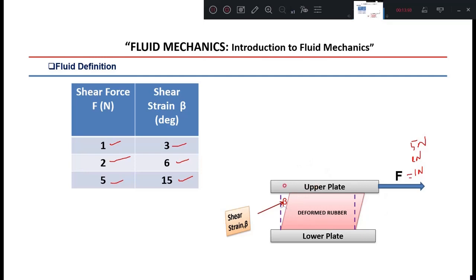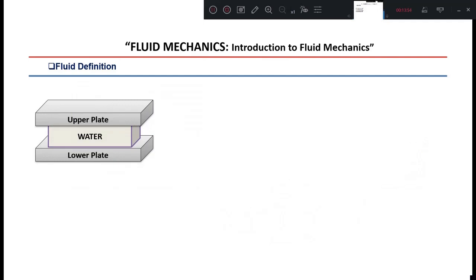Now, if these experiments were repeated with a fluid substance, let us take a fluid held between the two plates. The previous one was a solid held between the plates, and for that we have seen the deformation, and we made the conclusion that the deformation is directly proportional to the force applied on the upper surface of the rubber.